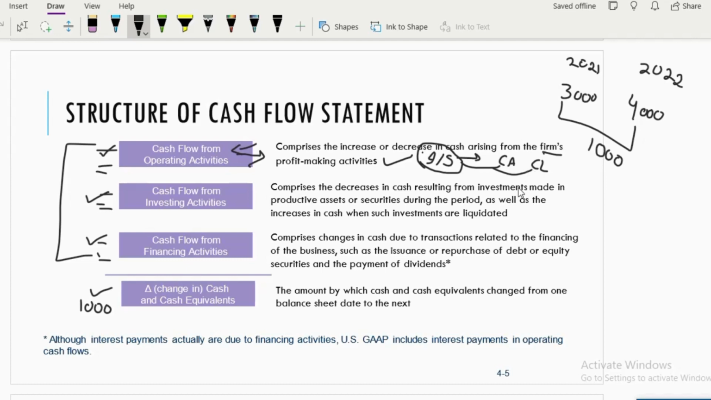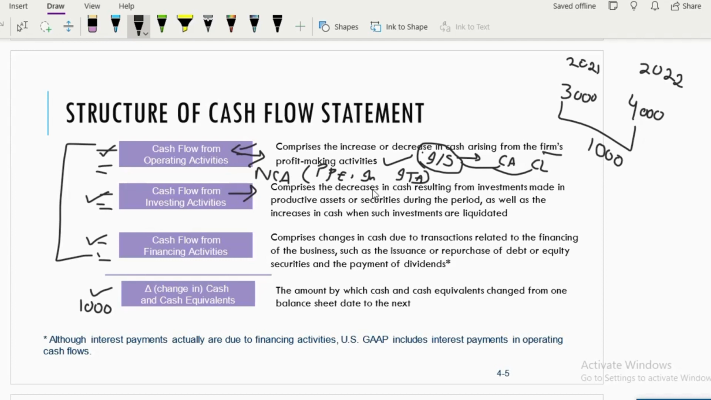So these are the three areas which help us in preparation of the cash flow from operating activities. Moving on towards cash flow from investing activities. It focuses on non-current assets of the company. Non-current assets include property, plant and equipment, investments and intangible assets.